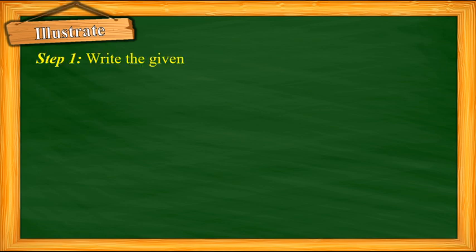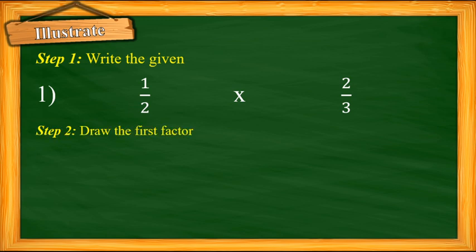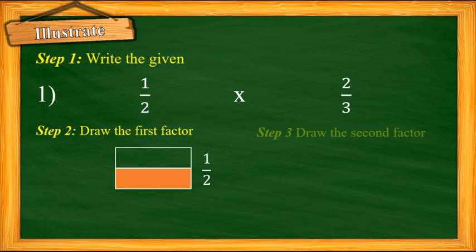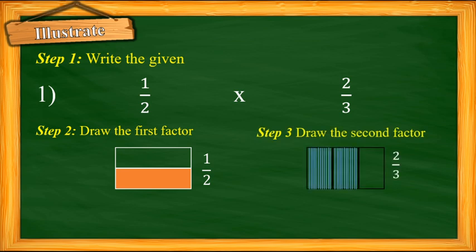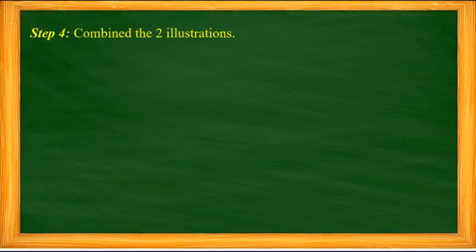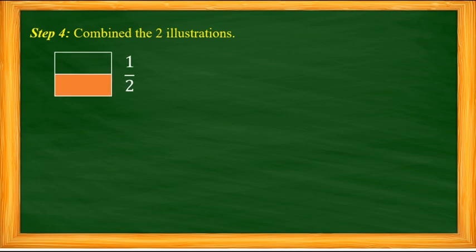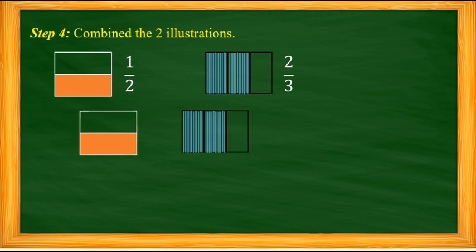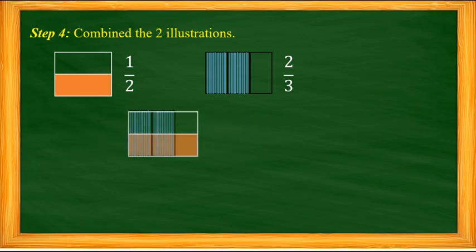So let's illustrate. Step 1, write the given. The given are 1/2 multiplied by 2/3. Then step 2, draw the first factor. The first factor would be 1/2. So this would be your illustration. And then step 3, draw the second factor. The second factor is 2/3. So this would be the illustration. And then step 4, combine the two illustrations. The first illustration is 1/2 and the second illustration is 2/3. So we combine the two illustrations and we have a new illustration.